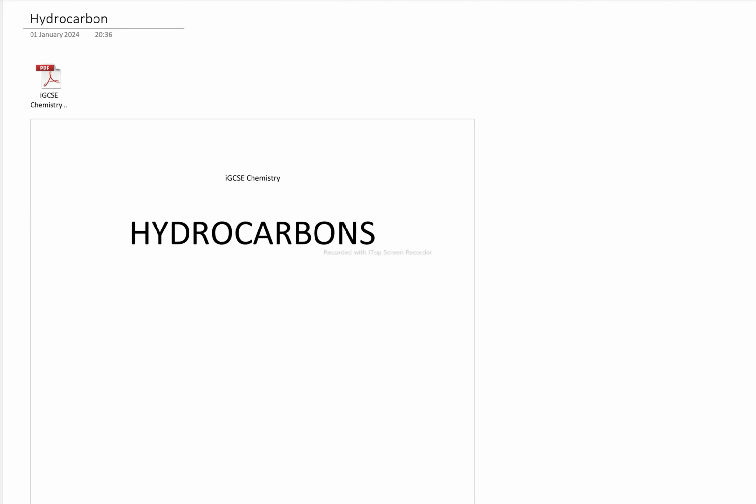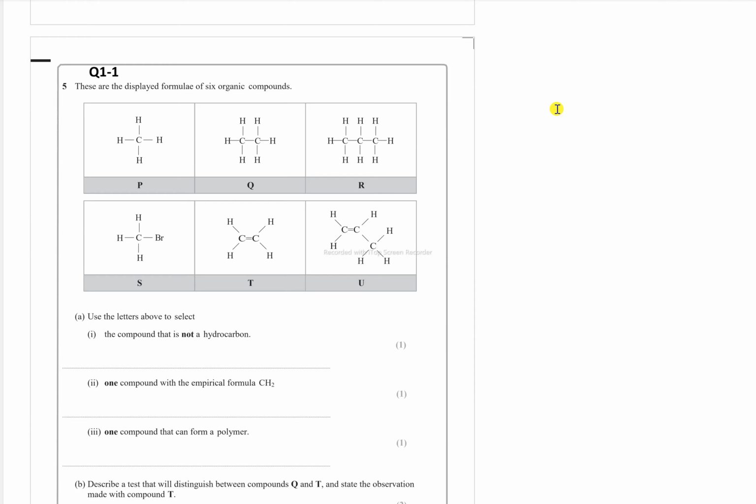Right, we're doing hydrocarbons. Right, okay, let's define hydrocarbon. A hydrocarbon is a molecule.